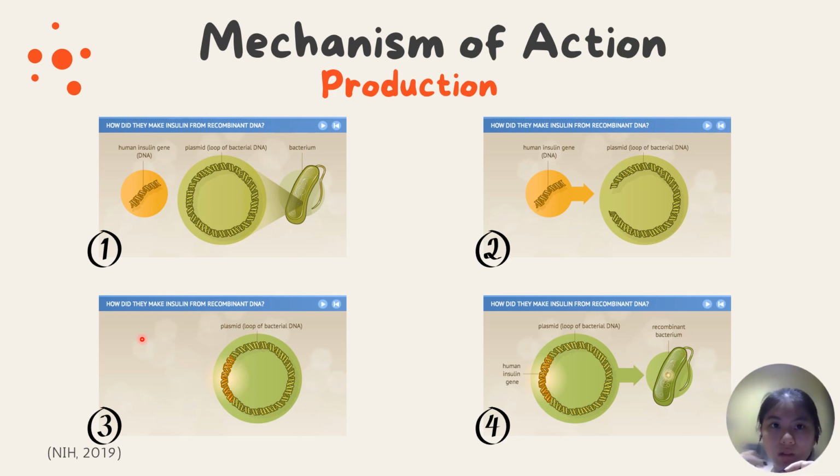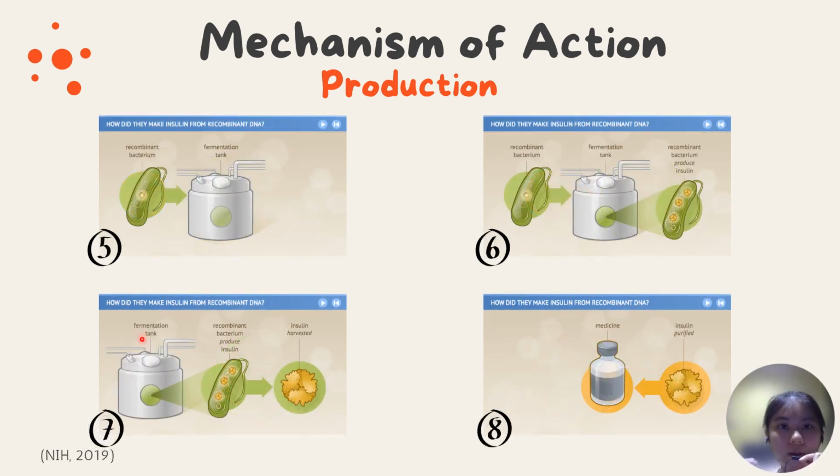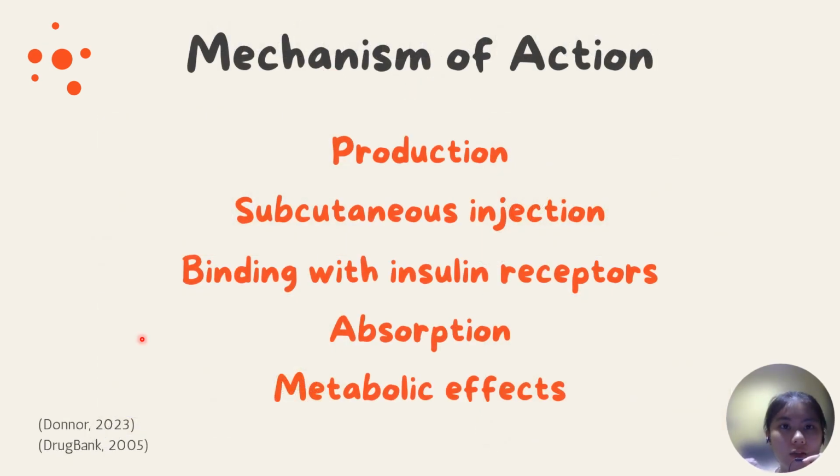So the scientists built the human insulin gene in a laboratory, then they remove a loop of bacterial DNA known as plasmid and insert the human insulin gene into the plasmid. Researchers return the plasmid to the bacteria. The recombinant bacteria is put in large fermentation tanks. Then, the recombinant bacteria use the gene to begin producing human insulin. Then the scientists harvest the insulin from the bacteria and purify the substance for use as a medicine for people. So we are done with production.